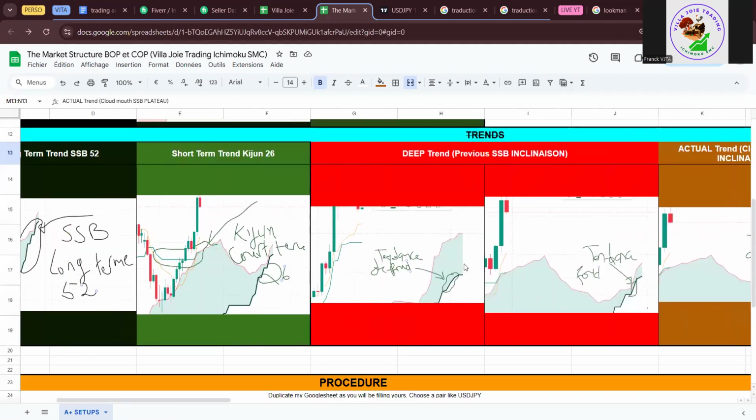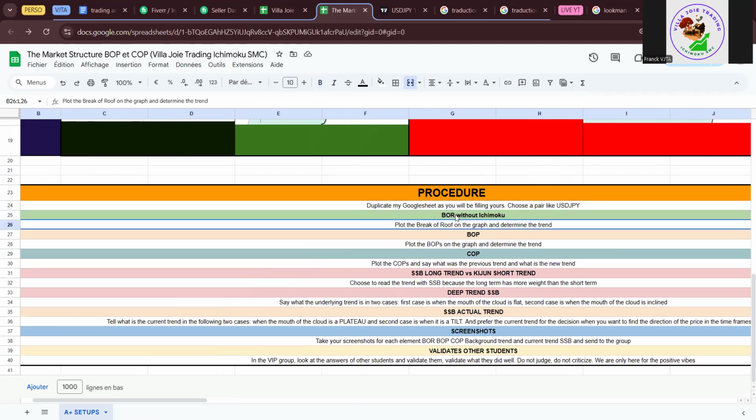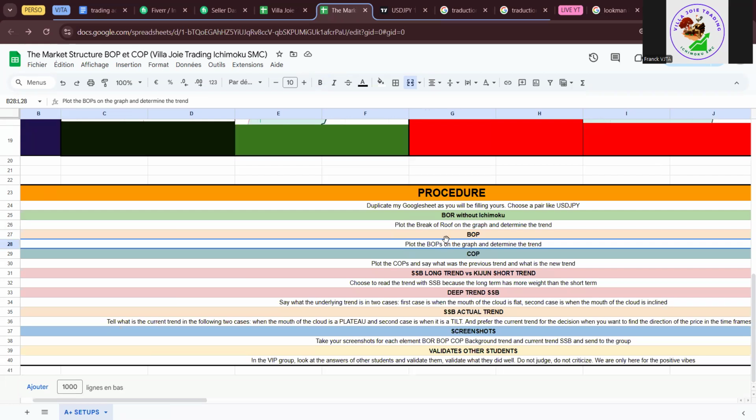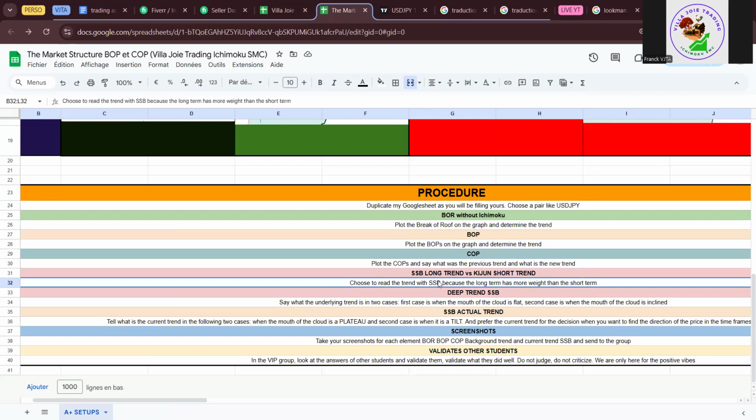Let me show you then the procedure for how to do all of this. Duplicate this Google sheet if you want, and then pick a pair. You just do the break of roof, plot it in the graph, and determine the trend. And then do also the break of plateau, the change of plateau, and look at where the confirmation of the trend happens. The most important thing is that you need to identify the confirmation of the trend. Very important. And you need to also identify the change of plateau. Very, very important.